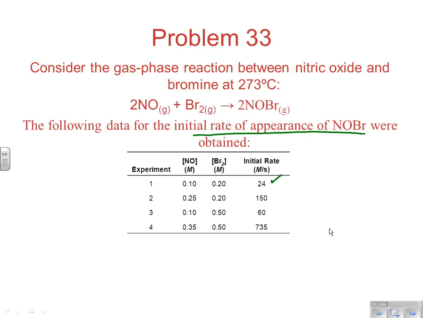In experiment 2, notice you've got a different concentration for NO, but you have the exact same concentration for Br2. And notice this is our new rate. Then you also have data in experiment 3. Notice NO is constant and Br2 is changing. And then finally in experiment 4, the NO is unique to all the experiments, and the Br2 is different than 1 and 2, but it's the exact same as 3. So we've got a number of different situations happening here.